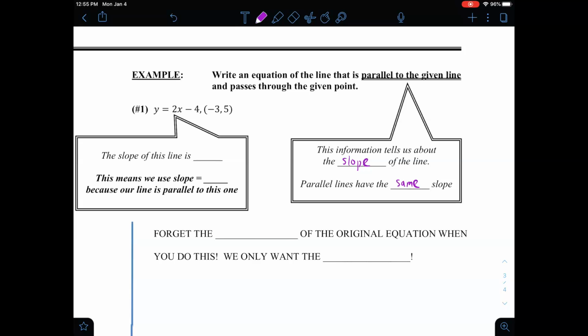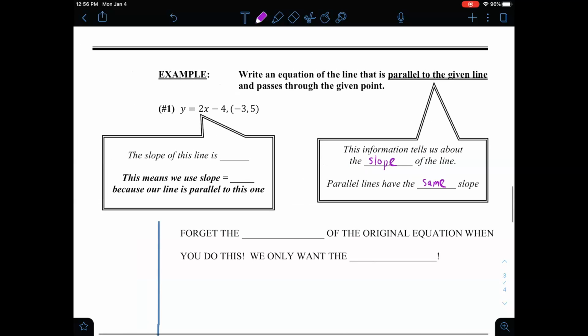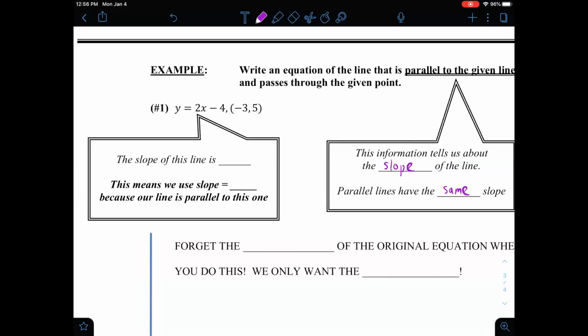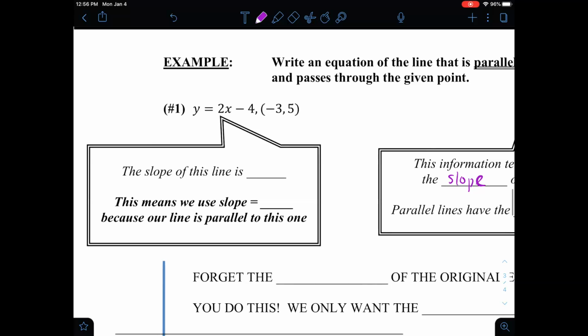So if we're looking for the line that's parallel to the given line, the slope we're going to use is going to be the same exact slope as the equation that was given. In the box over here, we have y equals 2x minus 4. What's the slope of that line? Is it 2 or negative 4? It is 2. And that means the slope of the line we're going to use is also going to be 2 because we want parallel lines.